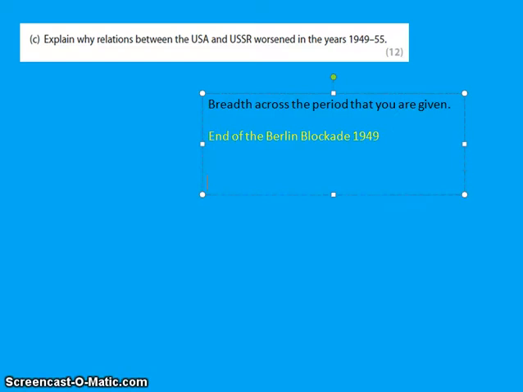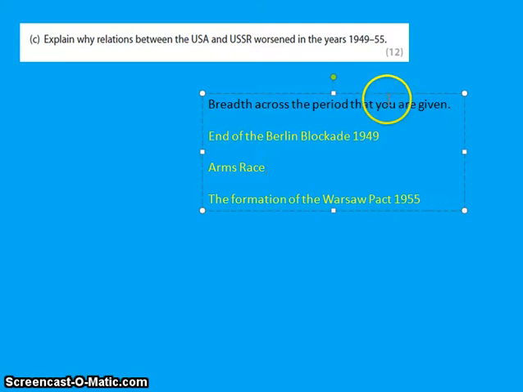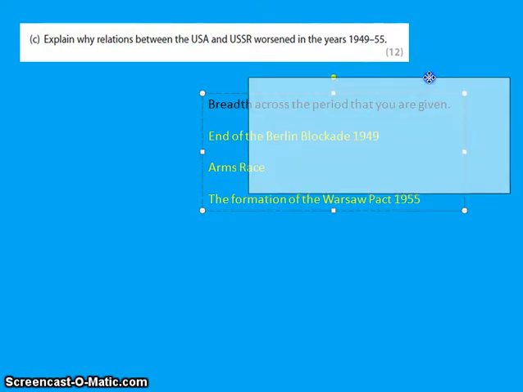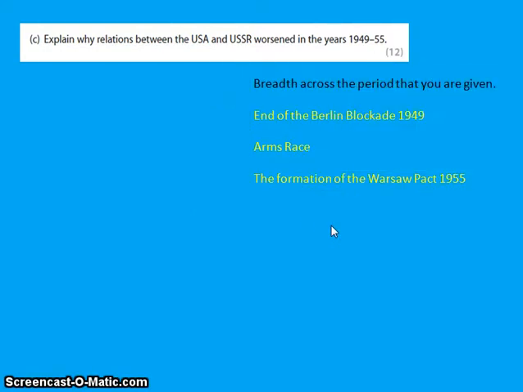Thinking about the breadth that we're trying to give, well, we know that the formation of the Warsaw Pact happened in 1955, so we can possibly talk about that. And then thinking about what we could put in between, well, we know that the arms race, the continuing arms race, was going on at this time. So my initial planning is telling me that these are probably the 3 events that I should talk about.